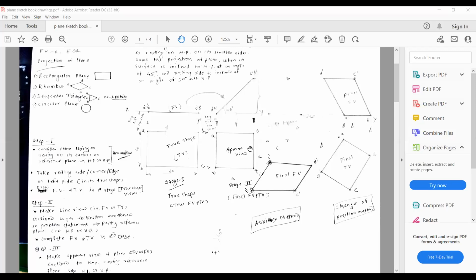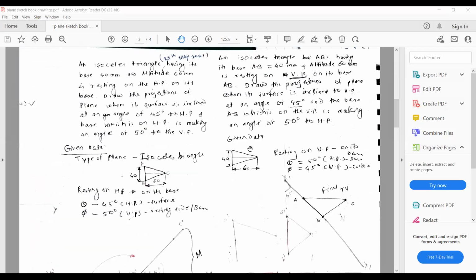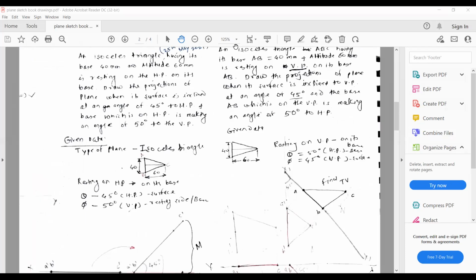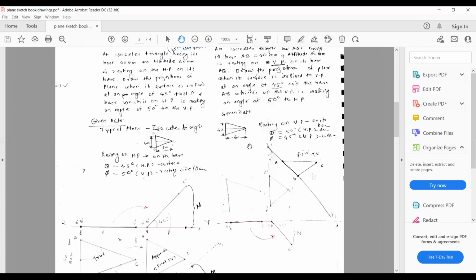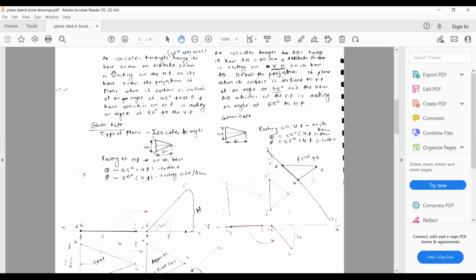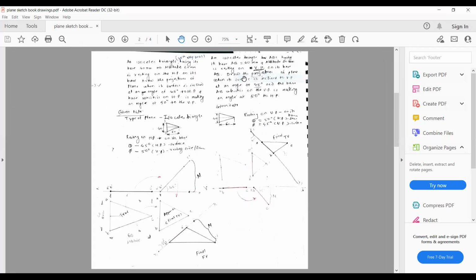Okay, now I will be taking the next case. What's the next problem? Okay, so this is the problem on an isosceles triangle having its base 40 millimeter and altitude 60 millimeter. Okay, altitude 60 millimeter, resting on HP on its base.